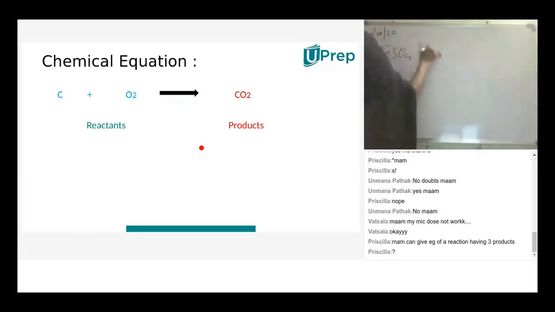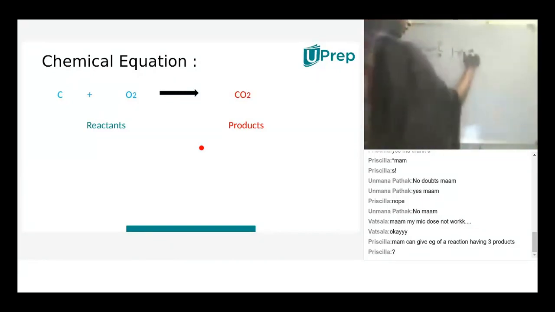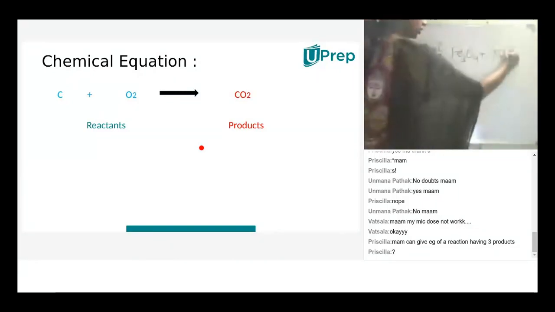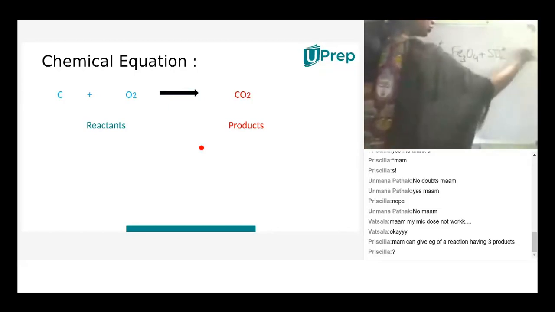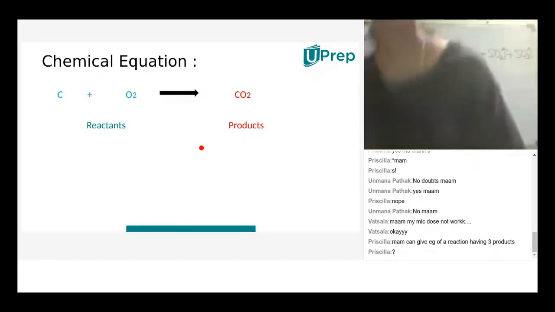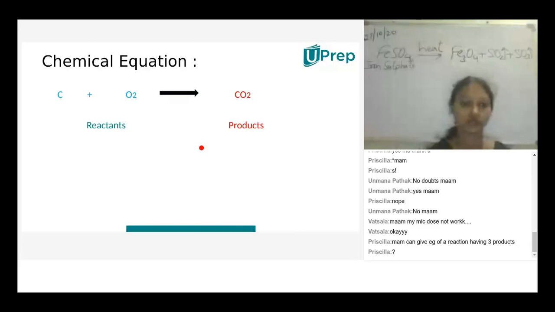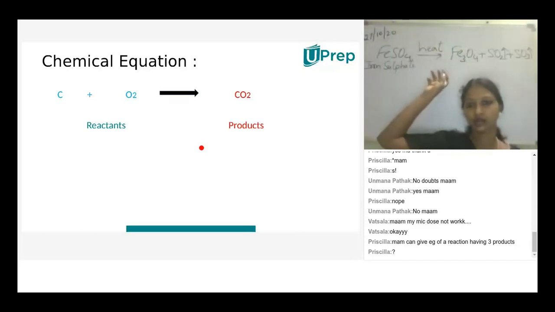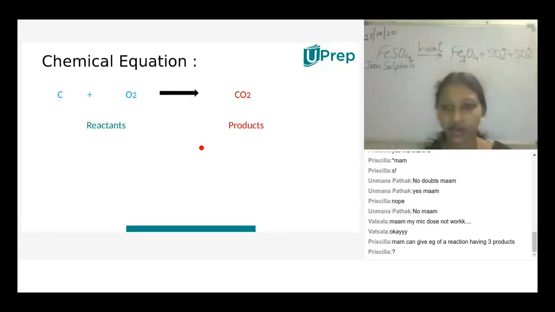FeSO4 on heating: we have taken iron sulfate and heated it. There is a formation of Fe2O3, SO2 and SO3. And these two are different gases. One is colorless and the other one is reddish brown in color. This is iron sulfate, this is iron oxide, SO2 is sulfur dioxide and SO3 is sulfur trioxide.